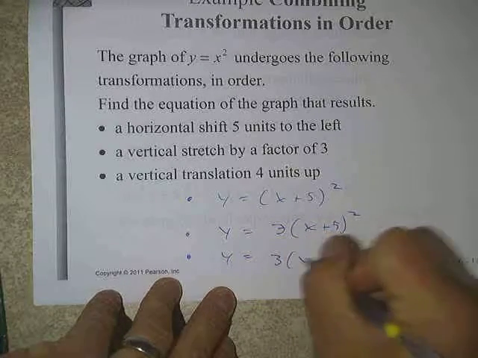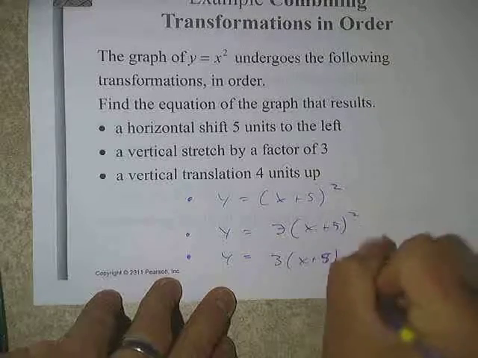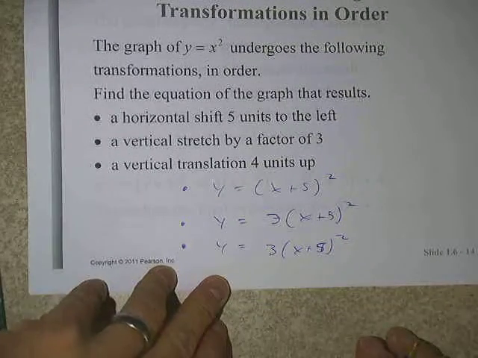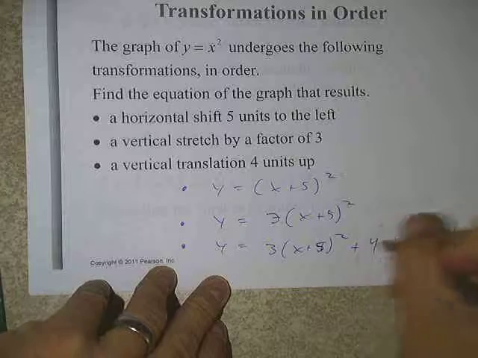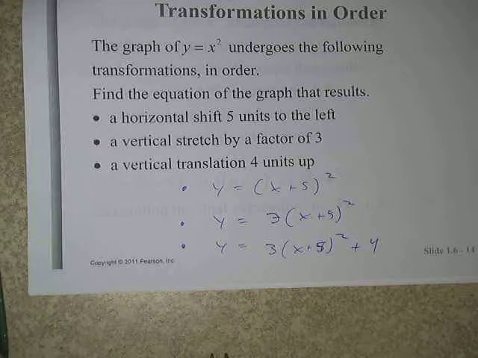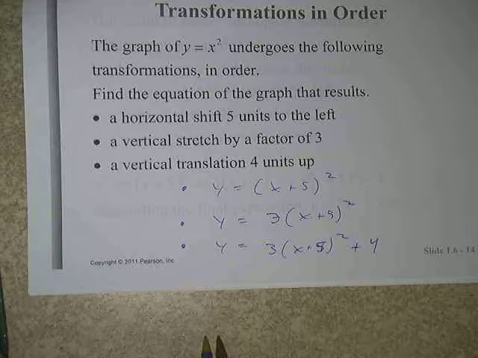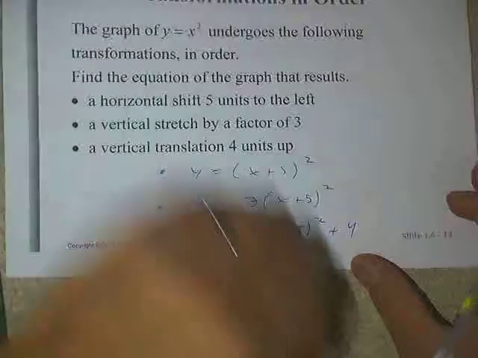Okay. All right, and then finally in the last bullet, it says a vertical translation of 4 units up. So if we want to take this graph that we now have and move it up 4, then what are we going to do with it? Just going to add 4 on the end of it. If I add a 4, that's going to make the whole thing go up, isn't it?